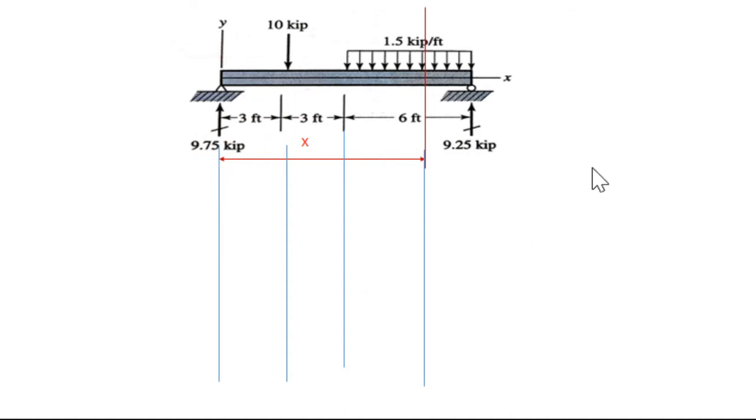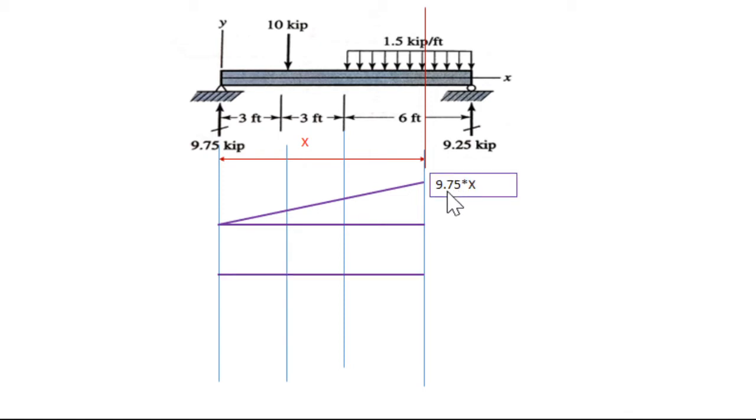First, for this reaction, what will be the bending moment diagram? This will be the bending moment diagram. As you know, for a point load, the bending moment diagram will be a linear line. And what will be the ordinate of this? If it is 9.75 and the distance is x, this ordinate will be 9.75 multiplied by x. And this is a positive bending moment as the load is upward.